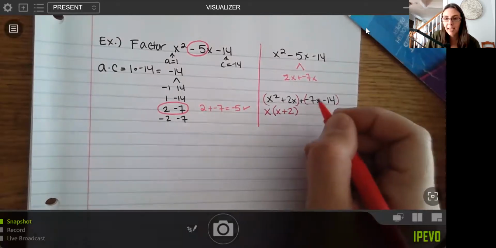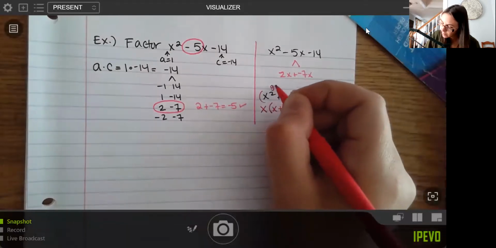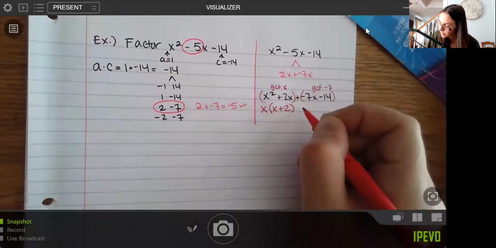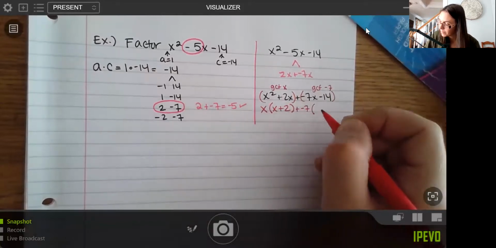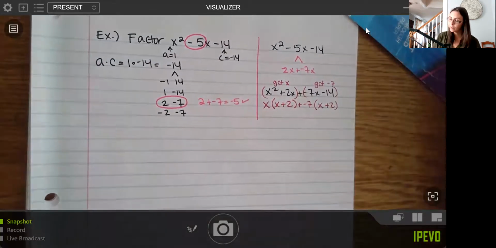Here, both my terms are negative, so I'm going to factor that out as well. So my GCF here is -7. And I'm left with also x plus 2, right? -14 divided by -7 is +2.